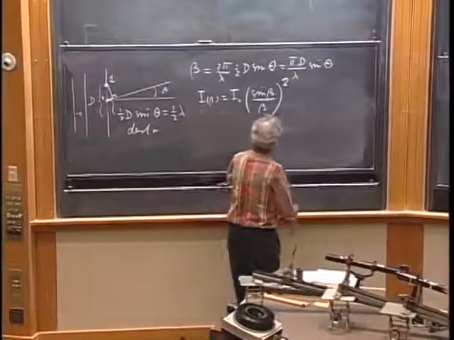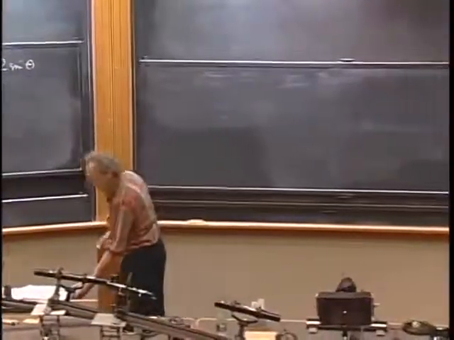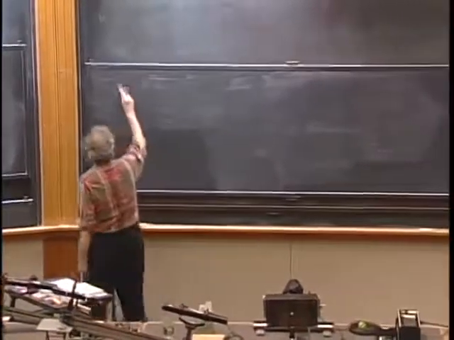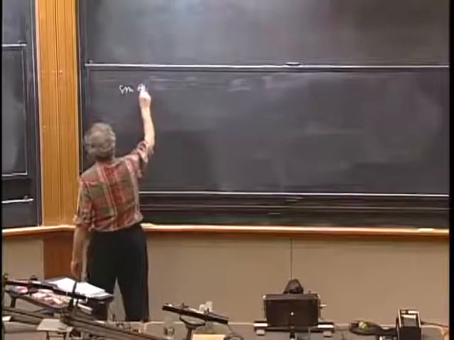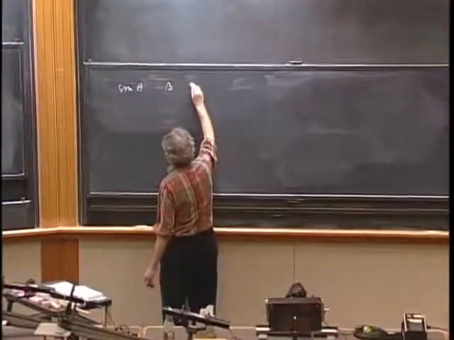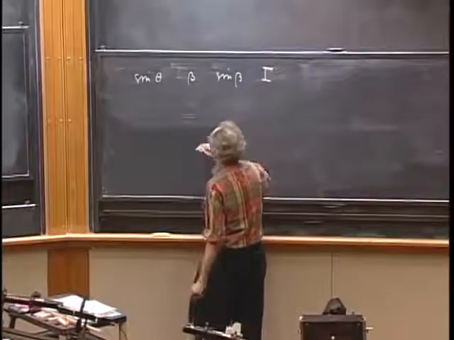I'll do it here on the center board so that you can still compare with this equation. So I'm going to write down here what the sine of theta is. And then here in my column comes beta. And then here comes the sine of beta. And here comes the intensity I.